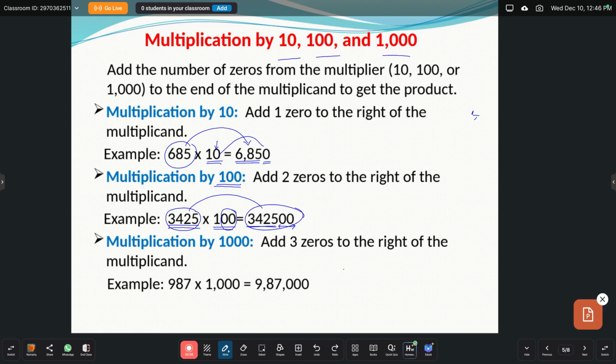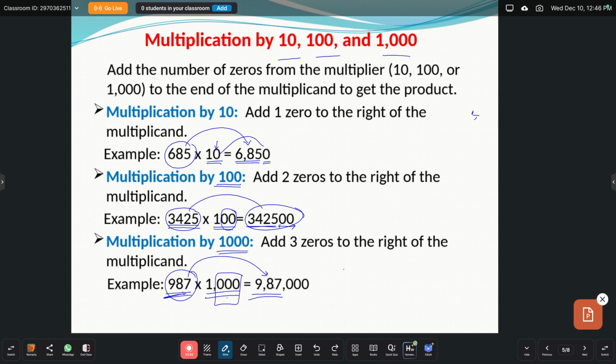So if you have to multiply any number by 1000, how many zeros will you add to the right of the multiplicand to get the product? You will add 3 zeros to the right of the multiplicand to get the product. For example, here I am having the number 987 and I have to multiply it by 1000. Okay. For writing the product, I will write down the multiplicand first. What is the multiplicand? It's 987. Okay. So tell me, how many zeros are there in the multiplier?